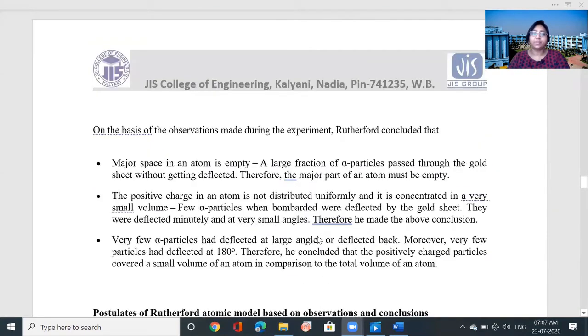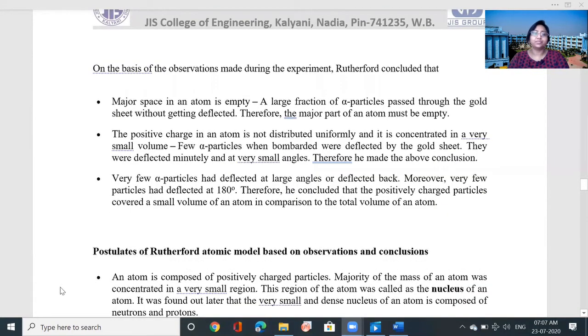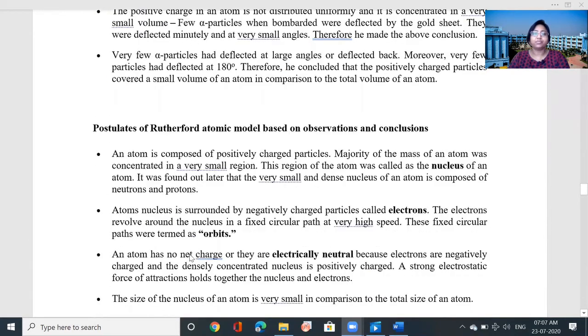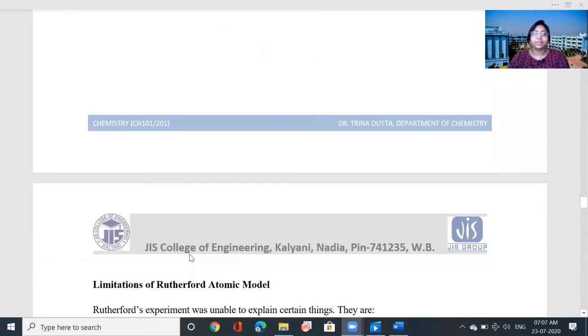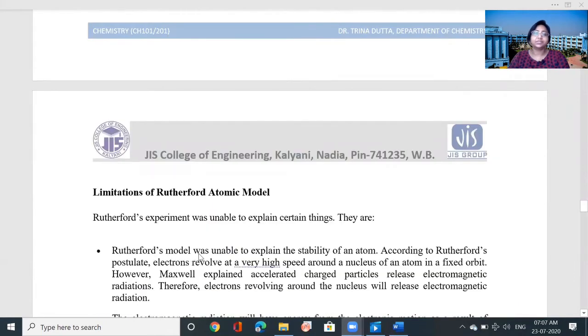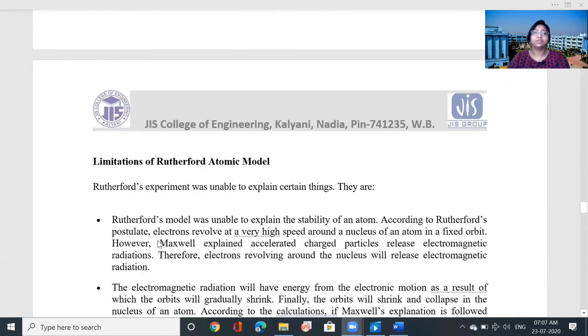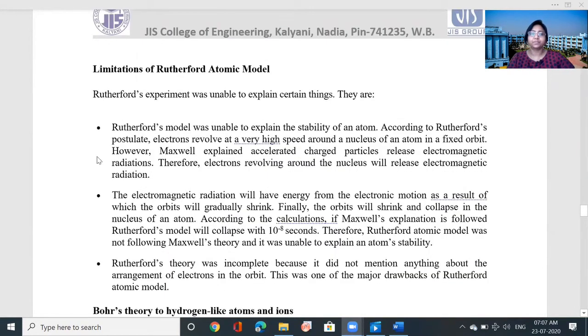Okay, so you have learned about the Rutherford experiment and the postulates of his model, but there are also limitations. It is not flawless. So what were the limitations of the Rutherford atomic model? These are the limitations.